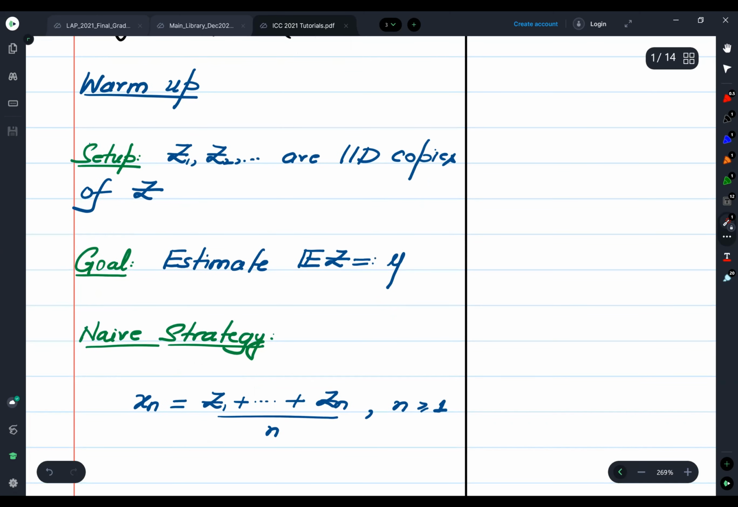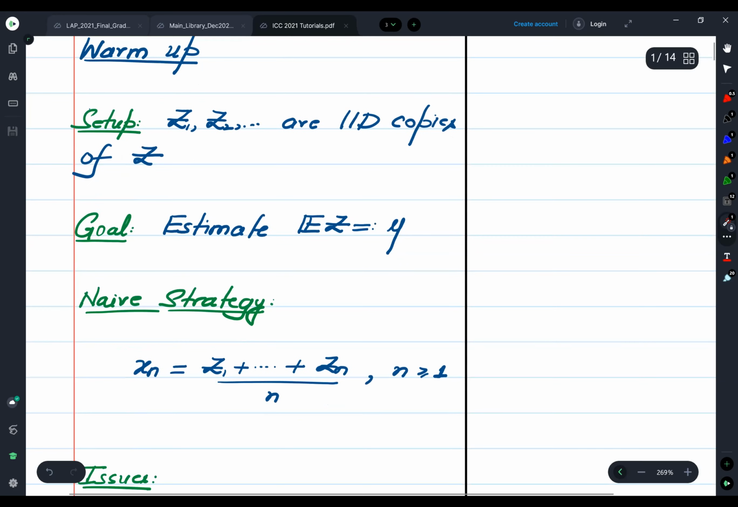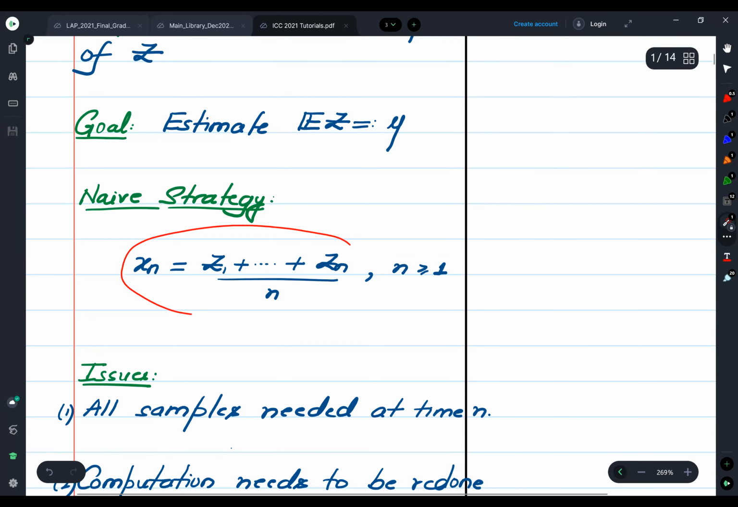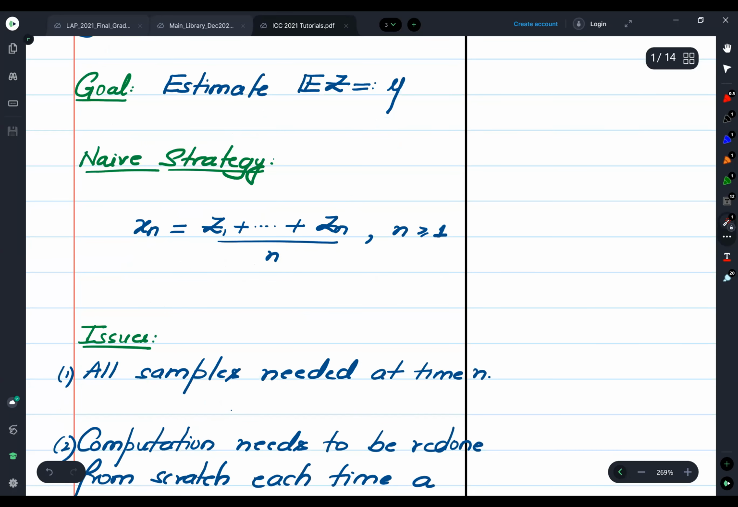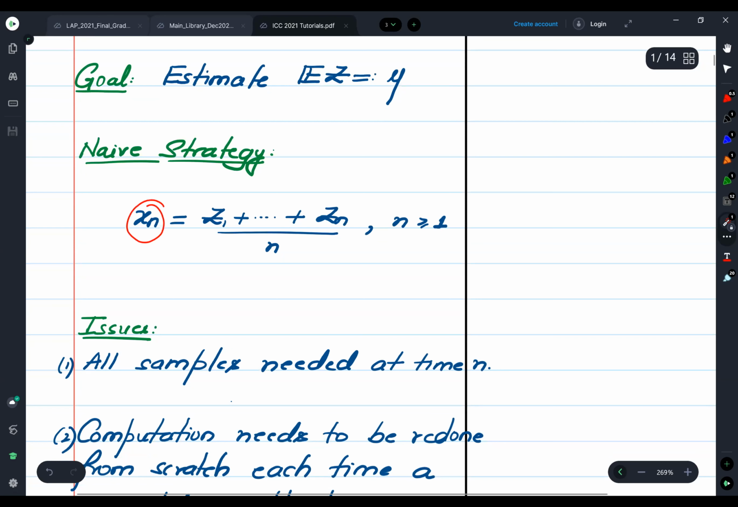If someone poses this question to you, perhaps as a naive strategy, you may suggest using an algorithm of the following kind. Let's say at time n, we have access to the values of z1, z2, all the way up to zn, and we would like to come up with an estimate for mu. Here is a naive approach to estimate this quantity mu: this is just the sample mean. So far so good. Let us try to understand what the issues with this approach are. In order to compute xn, the first issue is that we need to have access to all the samples.